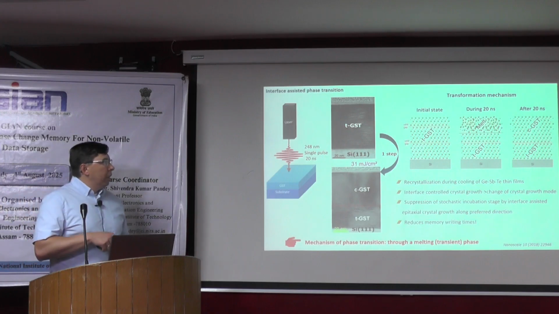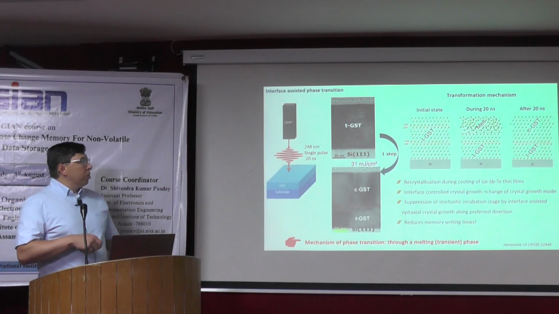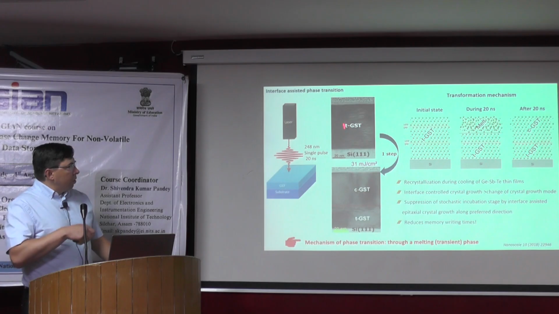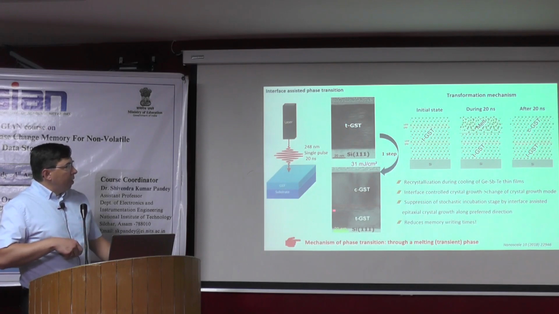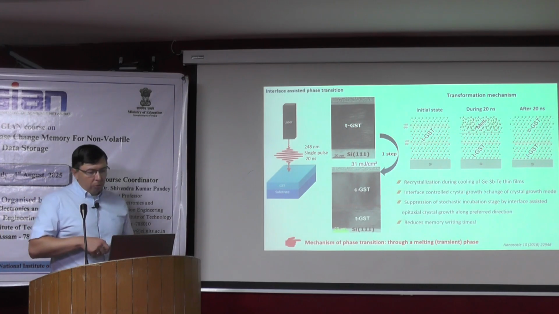It's more like, during this half duration of 120 nanoseconds, we melt our system, and during the cooling the system recrystallizes, and then the system goes back to the CGST phase. So this image shows this transformation. This is the same thin film, and part of the thin film transformed from TGST to CGST, but not by a melt quenching process.